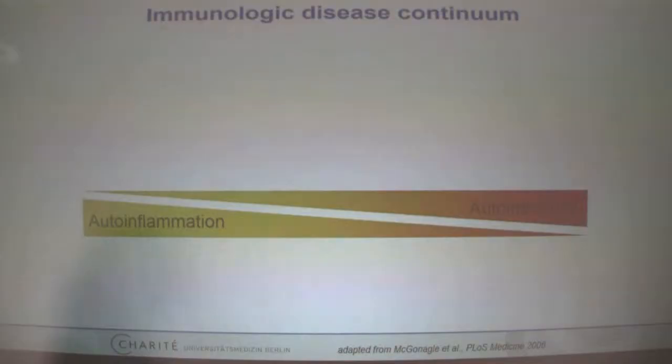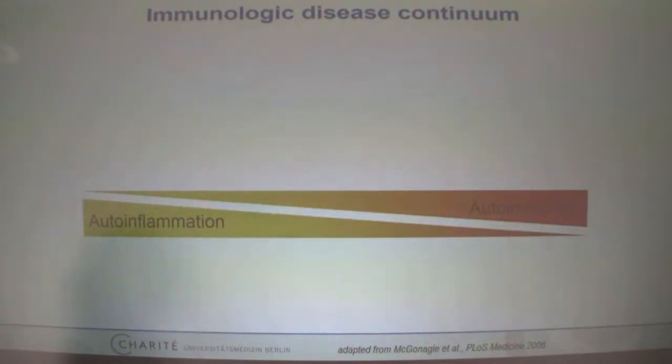So this cartoon I first mentioned was meant to really differentiate these two types. However, now we know that there's often also a disease continuum, a so-called immunologic continuum between these two. Autoinflammation here on the left-hand side. These are often very rare diseases, and some of them I will mention to you within the next minutes.